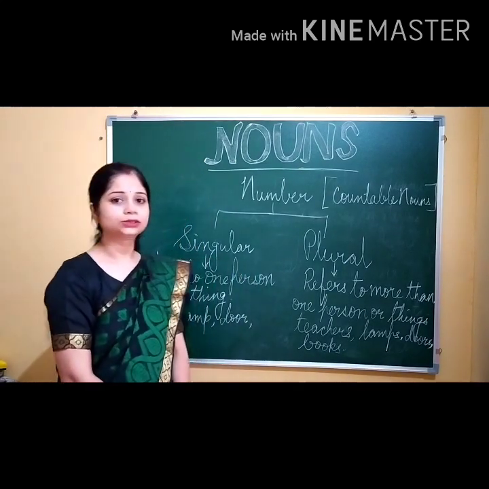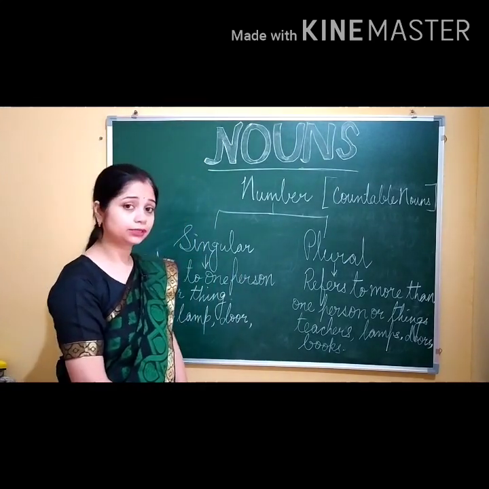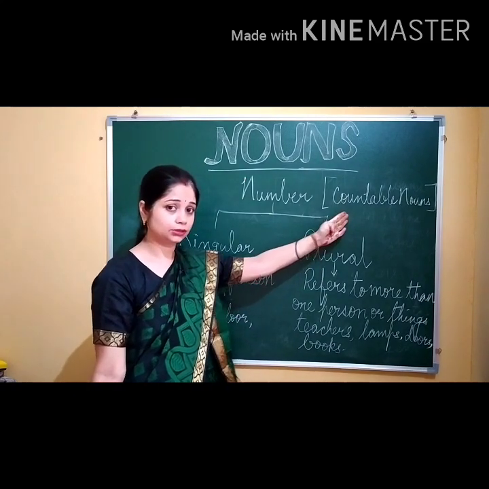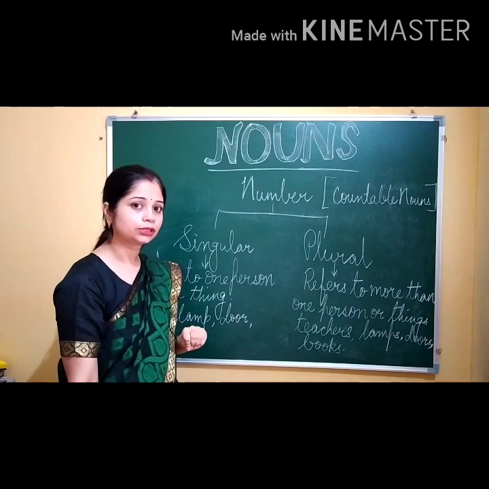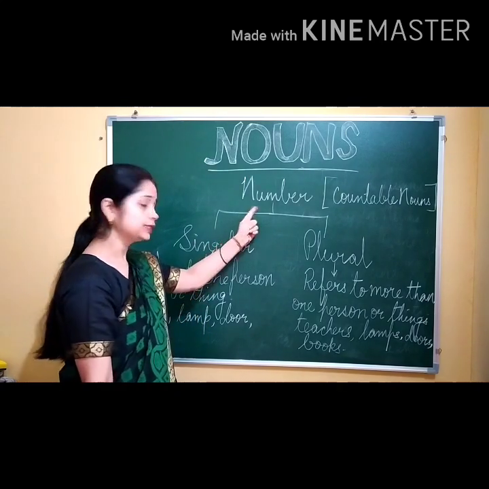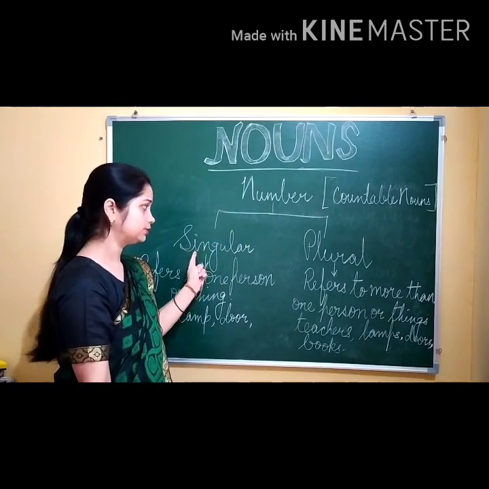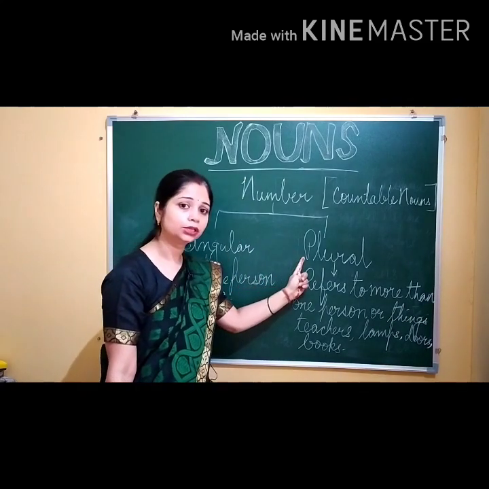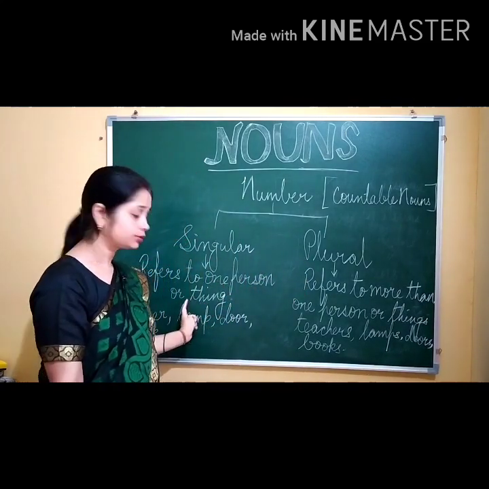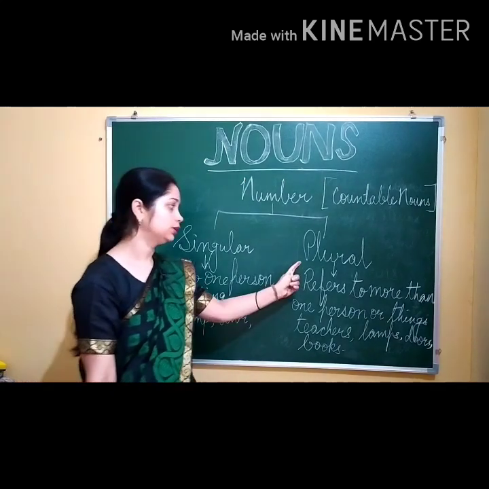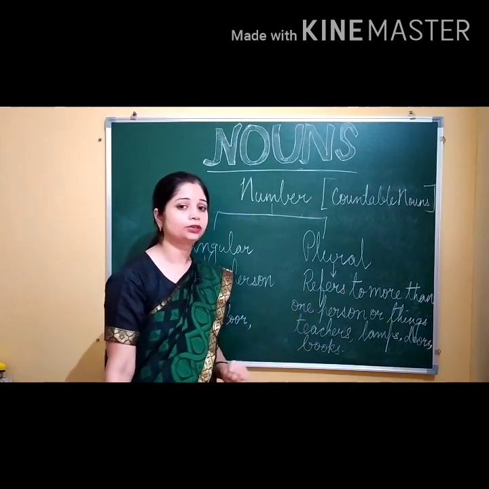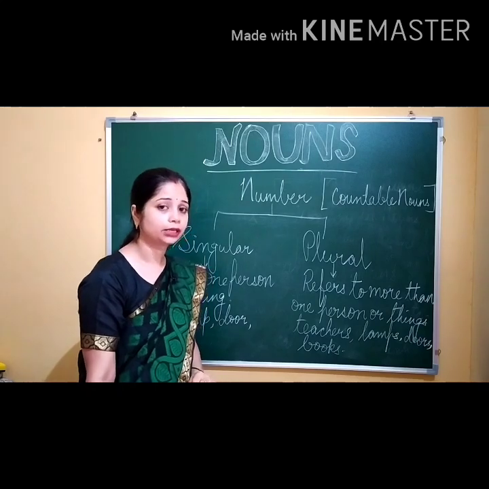Number in nouns is closely related to countable nouns, the nouns which we can count. Numbers are of 2 kinds, singular and plural. Singular refers to one person or thing. Plural refers to more than one person or things. Let's take a few examples.